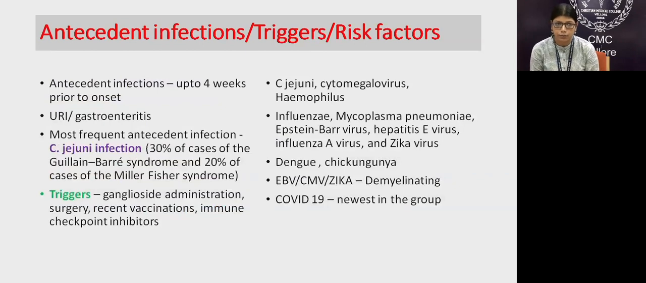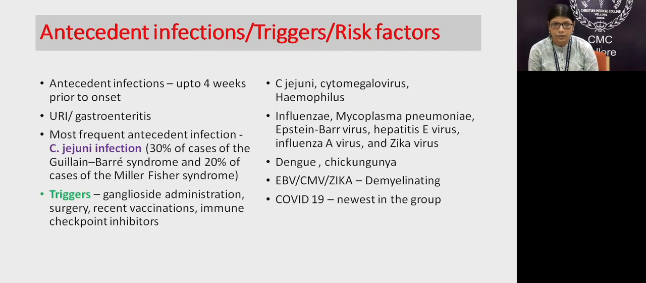We are very familiar with the antecedent infection triggers and the risk factors of GBS. A few important points to remember is that the antecedent infections can occur up to 4 weeks prior to the onset of the weakness. So we need to carefully keep on repetitively asking, was there any event which has triggered? And the usual events which we see are the URIs or the gastroenteritis. And of the bacterial infections, the most common is the Campylobacter jejuni infection, which accounts for 30% of cases of GBS and 20% of the Miller-Fisher variant.